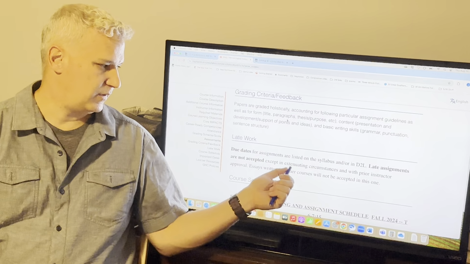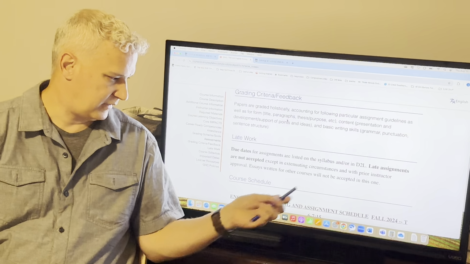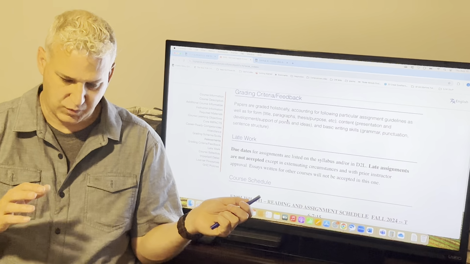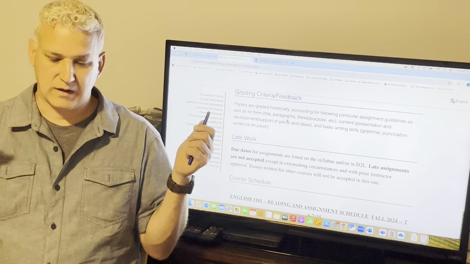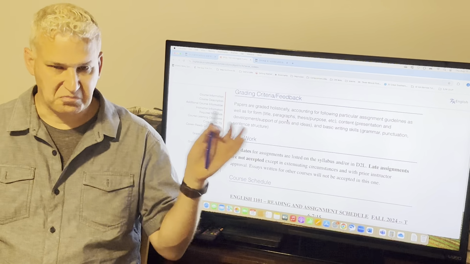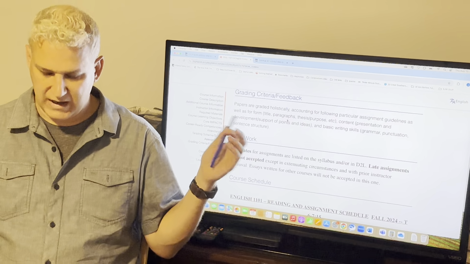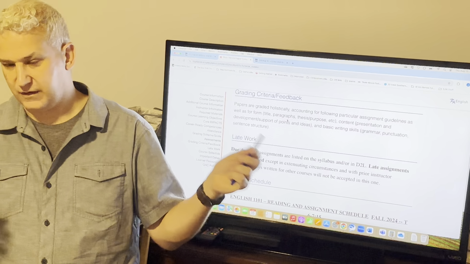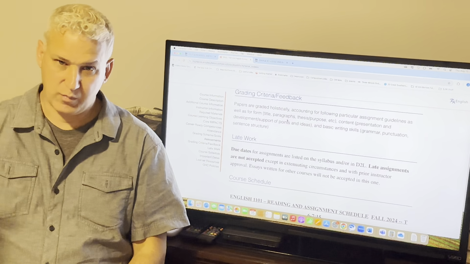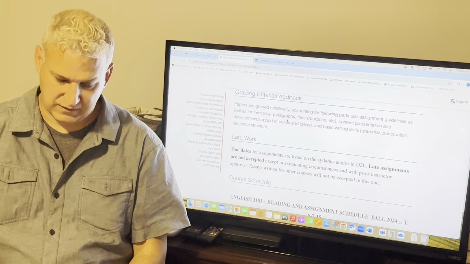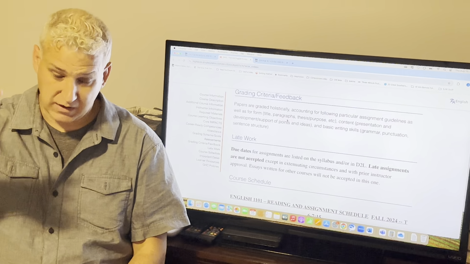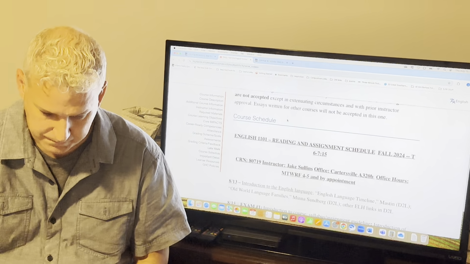Due dates for assignments are listed, and late assignments are not accepted except in extenuating circumstances and with prior instructor approval. Late work, though, if you turn in a paper an hour or two late, that's not a problem. Late work here is this: oh, it's a day or two. It's a day late. It's 2 or 3 days late. Be in touch with me if that needs to happen, and we can probably figure something out. But be in touch with me and let me know what's going on.